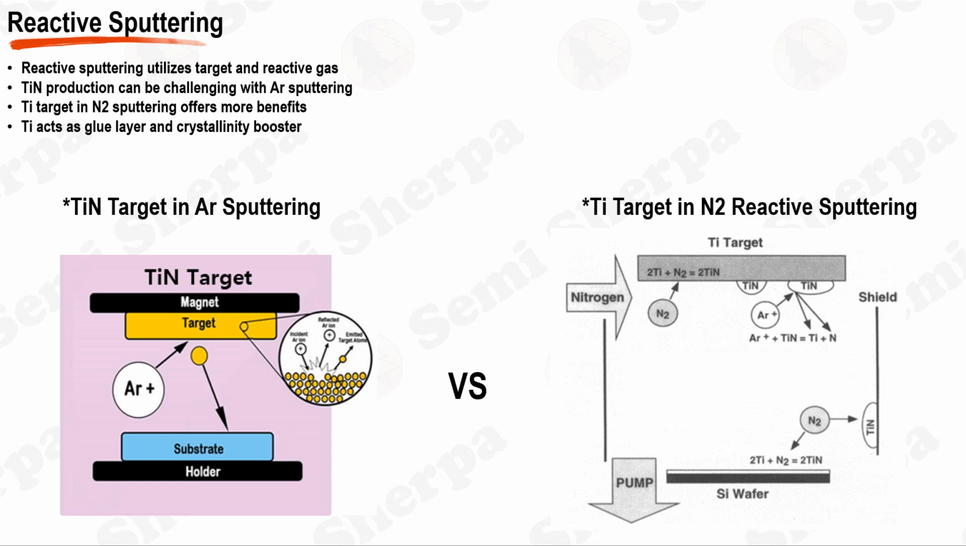In this context, Ti can act as a glue layer, enhancing the adhesion between the TiN layer and the substrate, and it can also play the role of a crystallinity booster, improving the structural quality of the deposited film. This method also has the advantage of improved vacuum levels, and it potentially offers an improvement in particle management.